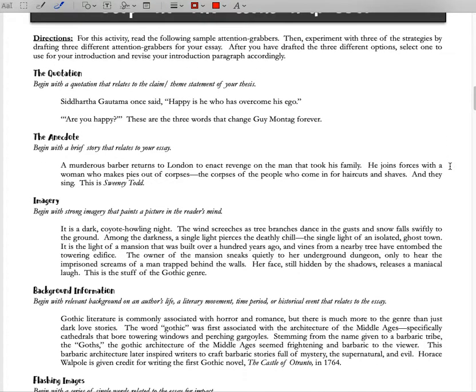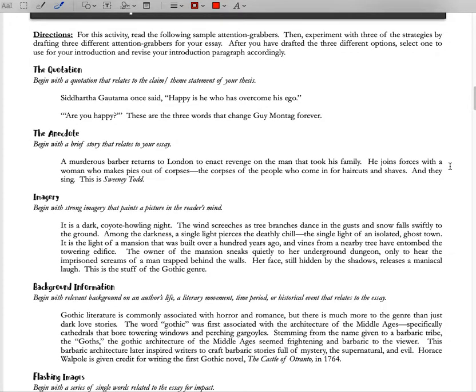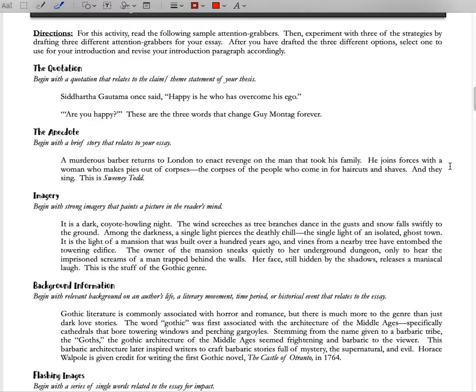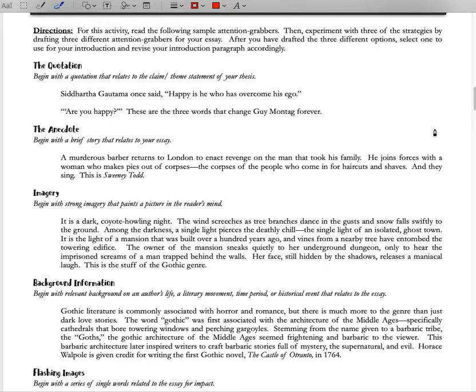So here's a quotation. You can begin with a quotation that relates to the claim or your theme statement. So Siddhartha Gautama once said, "Happy is he who has overcome his ego." Or "Are you happy?" These are 3 words that change Guy Montag forever. You can start with an anecdote. Begin with a brief story that relates to your essay.